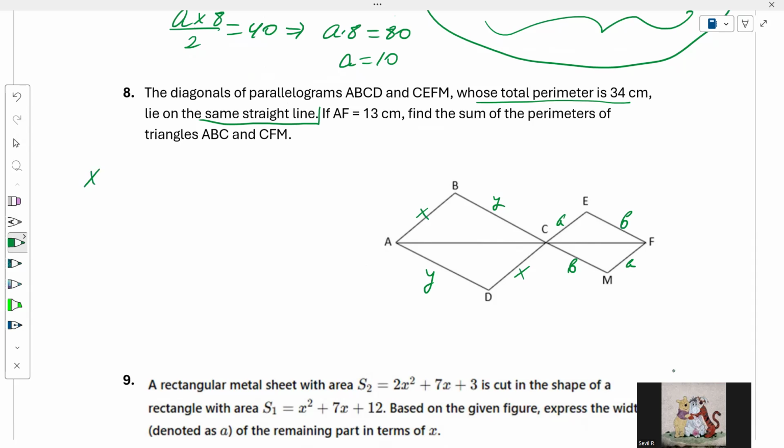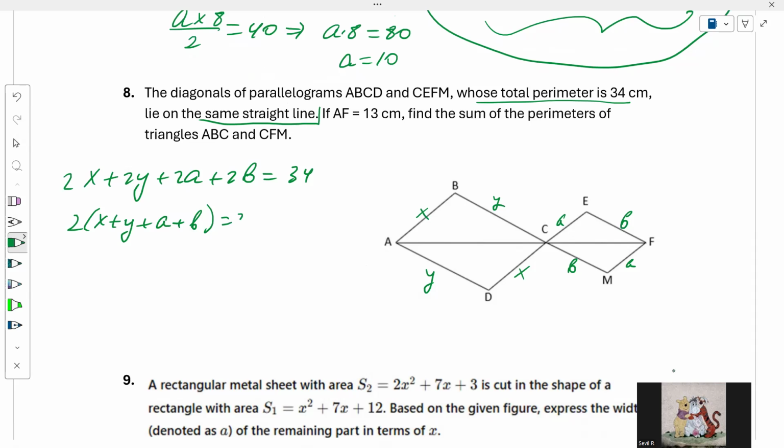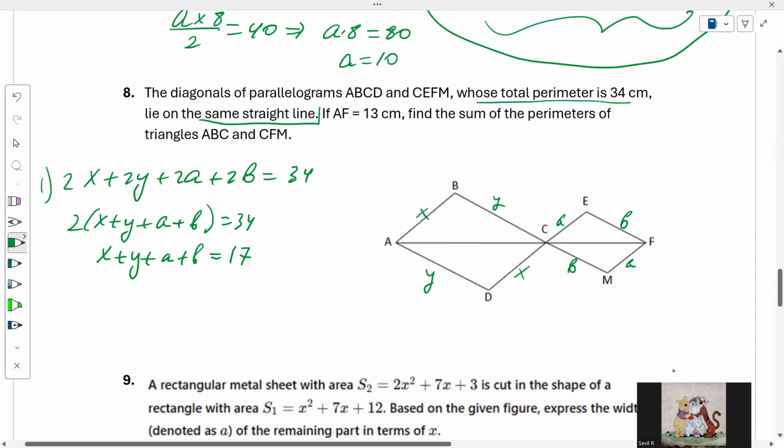If you write it as 2x plus 2y plus 2a plus 2b, the total is 34. If you take 2 out, let's write x plus y plus a plus b equals 34, and x plus y plus a plus b equals 17. Until this part, you will get some credits for that, guys. Even if you did not read the rest of the question, okay? This gives you partial points.